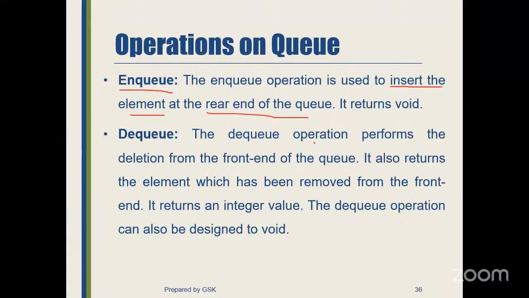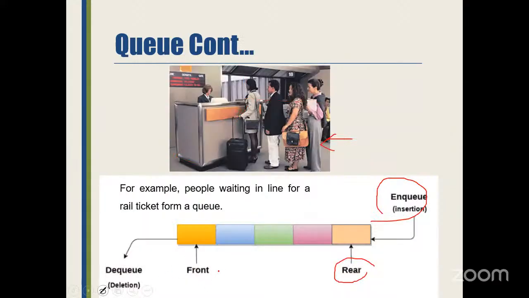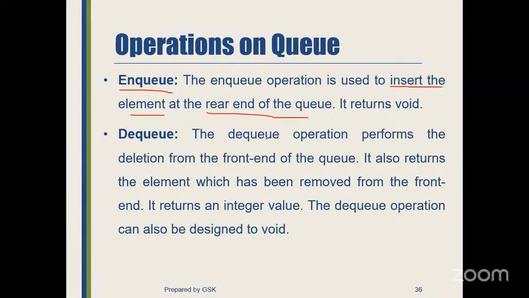DQ, the DQ operation performs the deletion from the front end of the queue. So this is the front end. Okay. We can delete these elements from the front end. That operation is called DQ. It also returns the element which has been removed from the front end, and it returns an integer value. The DQ operation can also be designed to void. Okay. So that is implementation purpose. So in general terms, DQ is used to delete the element from the front end.